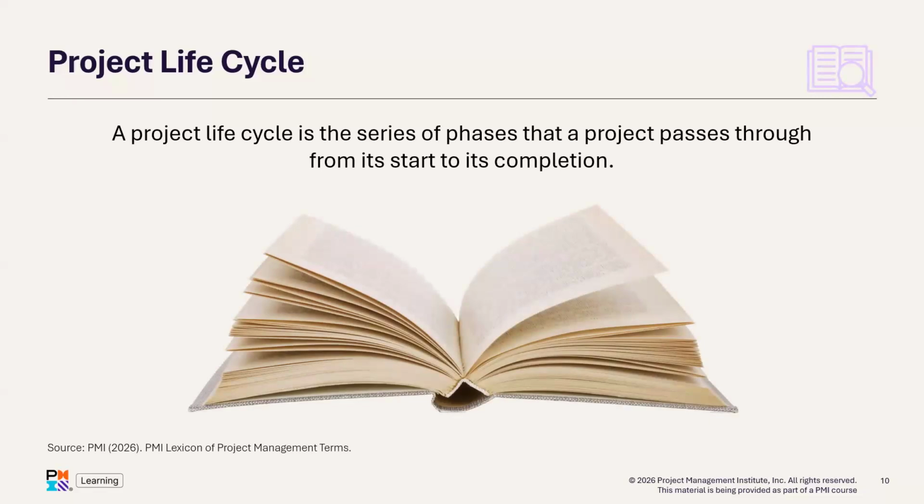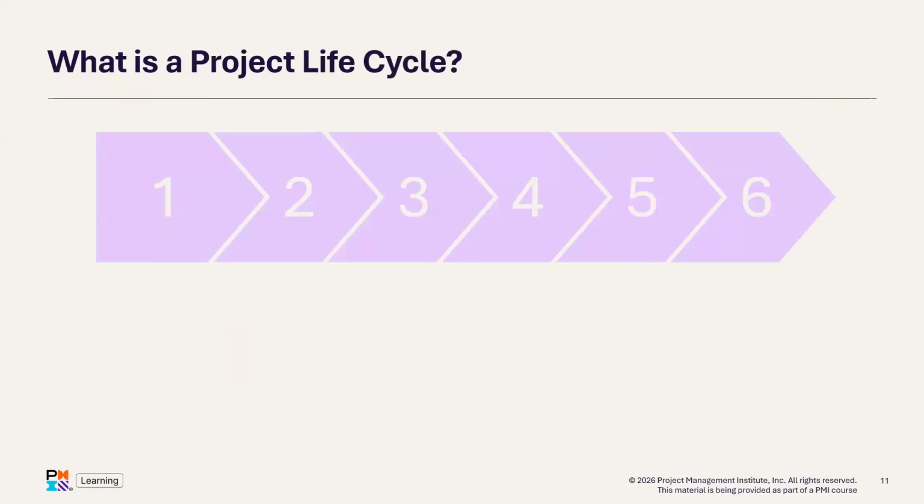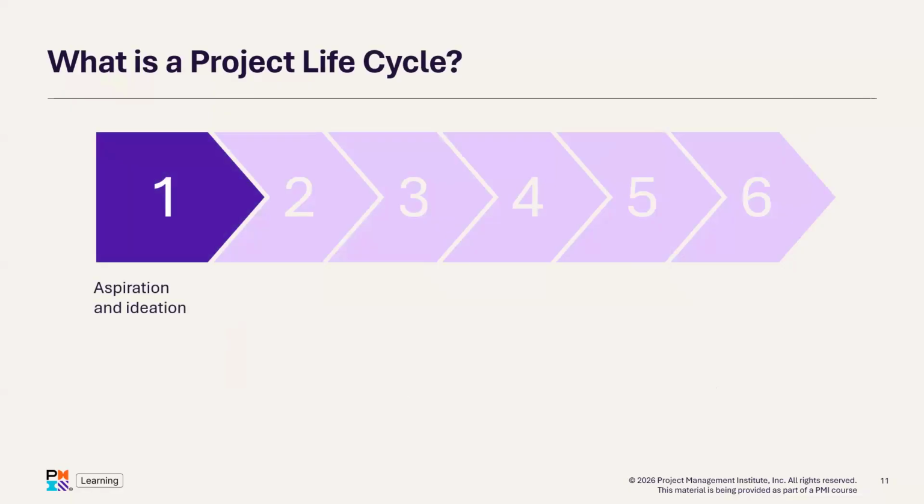So when we talk of the life cycle, we are talking about the phases the project will pass through from start to completion. So let's look at the phases of the project life cycle. It starts with what we call the aspiration and ideation stage. What is happening at this stage? How is it like at this stage? Aspiration and ideation stage. Jones.